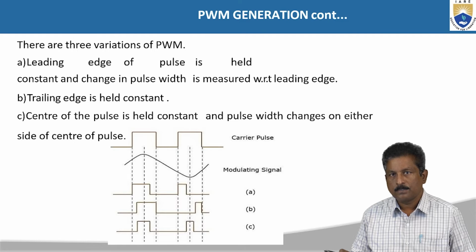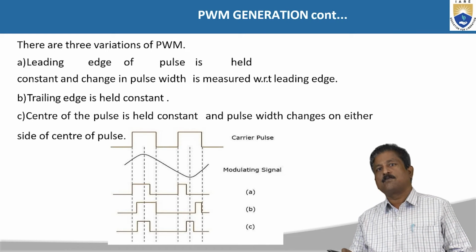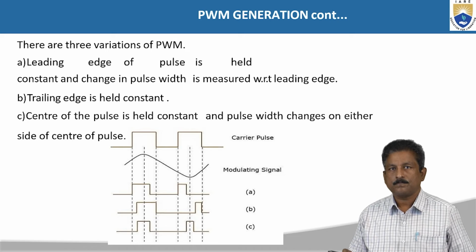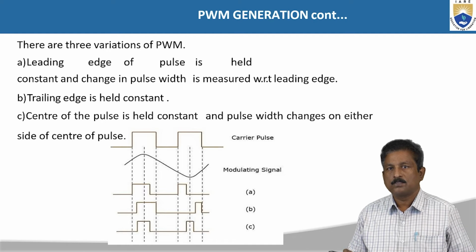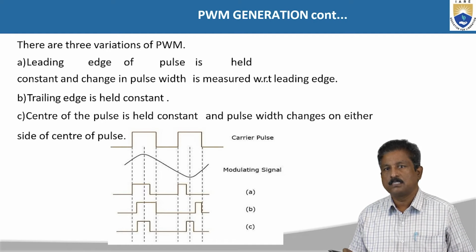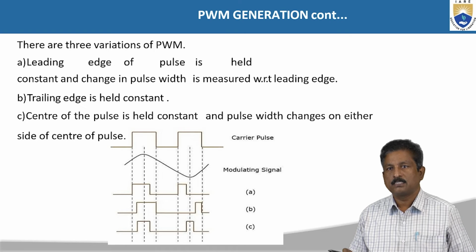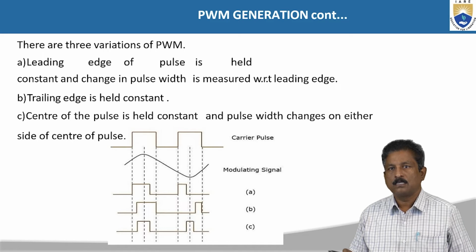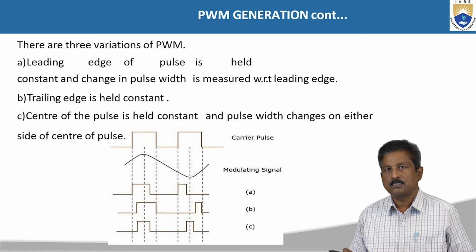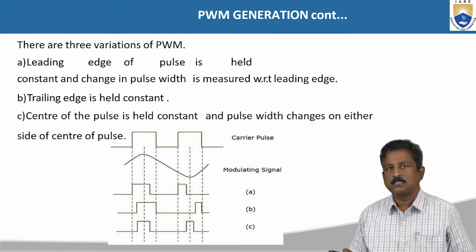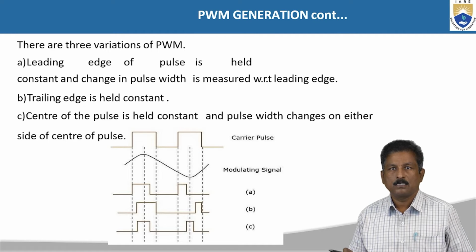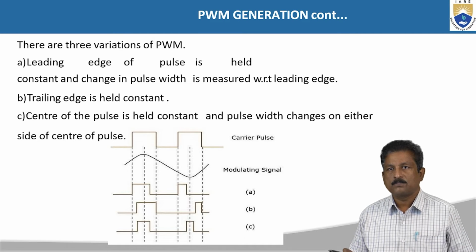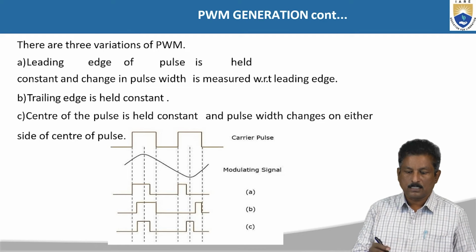Then coming to the diagram, we can see here there are three variations. Based on the variation of the modulating signal strength, the width of the pulse can vary. So the first one is where the leading edge of the pulse is held constant and we change the pulse width according to the modulating signal strength. So this is the carrier signal, and this is our modulating signal.